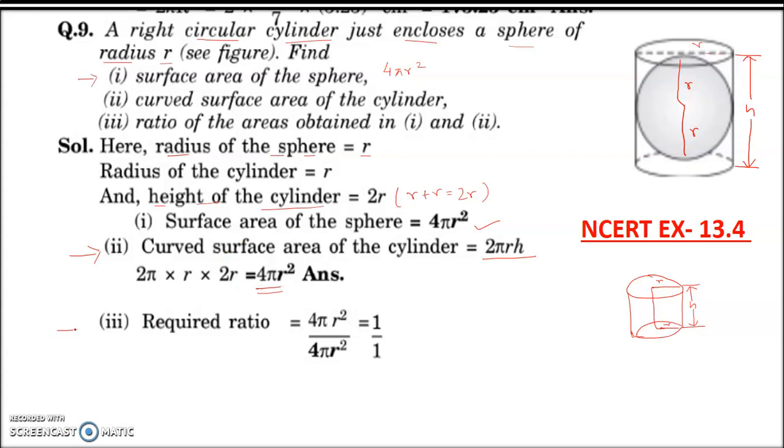The third part is asking the ratio of the areas obtained. So what was the area obtained in the first case? 4 pi r square. What is the area obtained in the second case? 4 pi r square. So 4 pi r square and 4 pi r square cancel, students. So 1 by 1, which is equal to 1 is to 1, the answer.